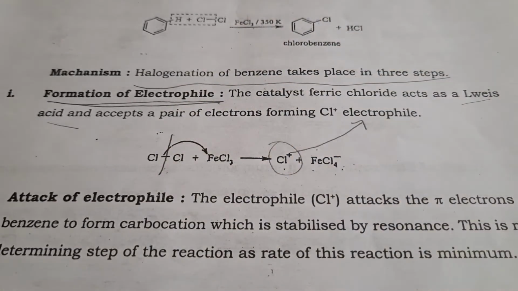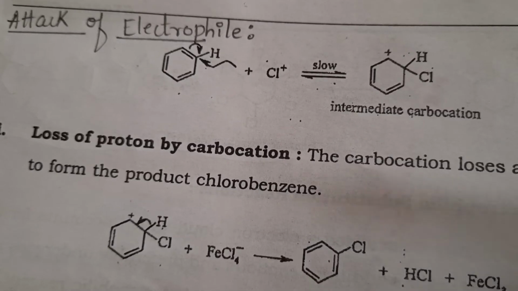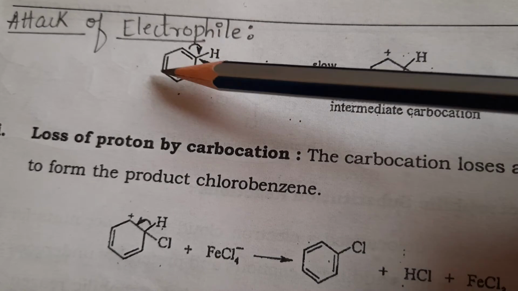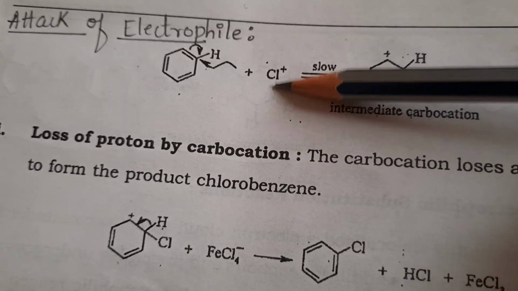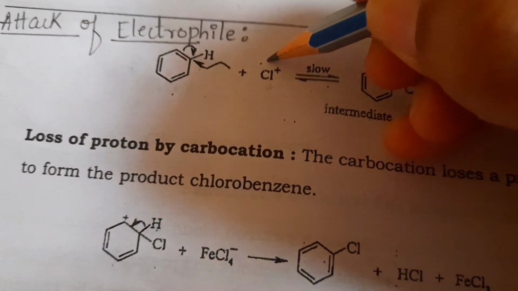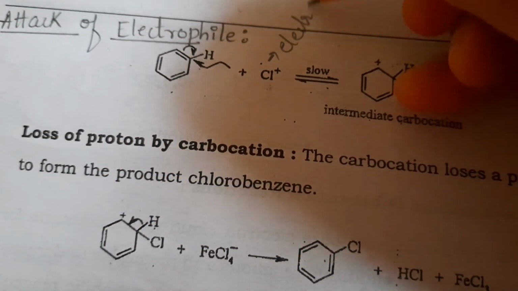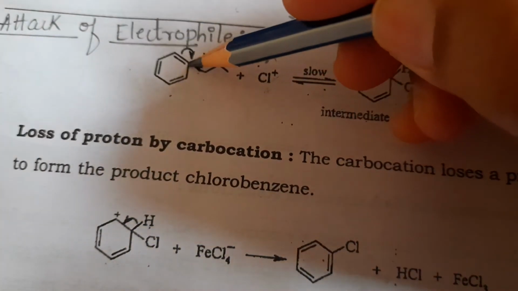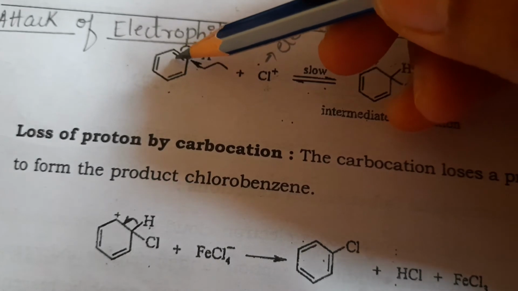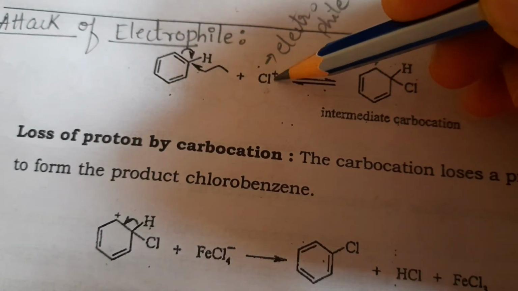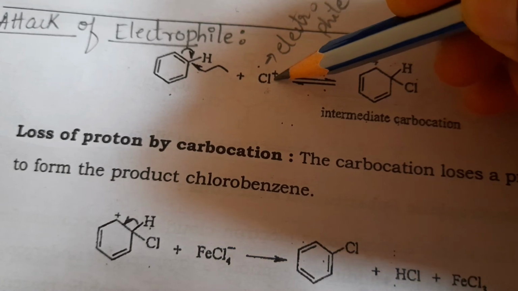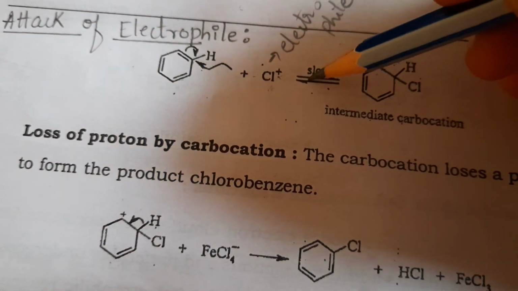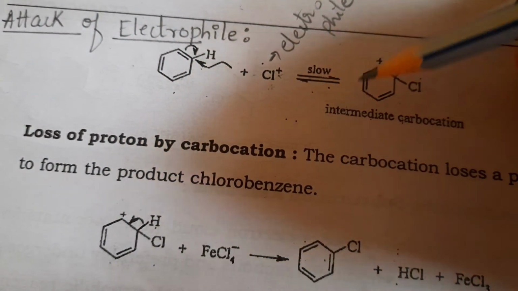Let us see the second step now. Dear students, attack of the electrophile is considered to be step 2. We have benzene here. In the first step, we have generated the Cl plus electrophile. It is going to attack the carbon of benzene. Pi electrons are going to be provided to the Cl plus electrophile. Then generation of a carbocation takes place, and the whole process is said to be a reversible and slow reaction.